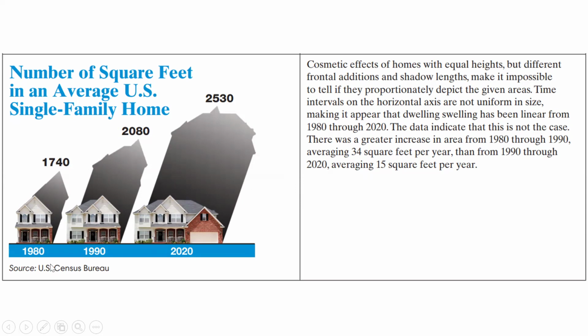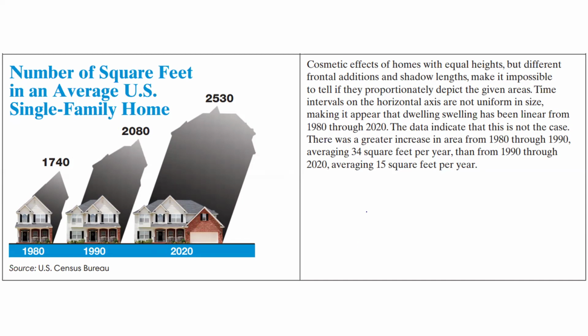Now, again, we're going 80, 90, 2000 would be the next one, then 2010, then 2020. So we're not going by even units on our years. So that's another thing to watch for. There was a greater increase from 1980 through 1990 than from 1990 through 2020. So that's kind of a thing to think about there too, if you look at the square feet per year change. So it's a lot of different things you need to look at when you're looking at graphs.